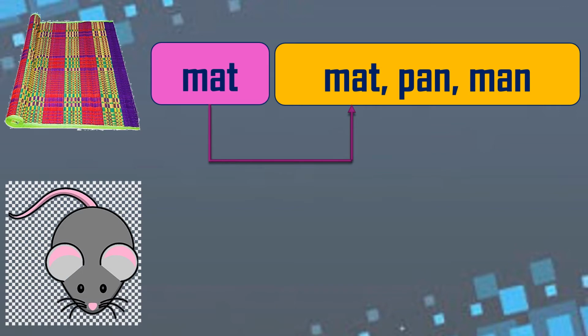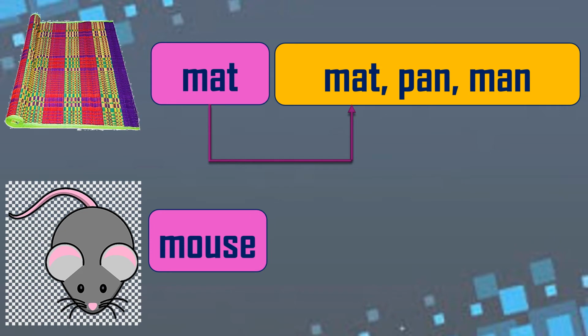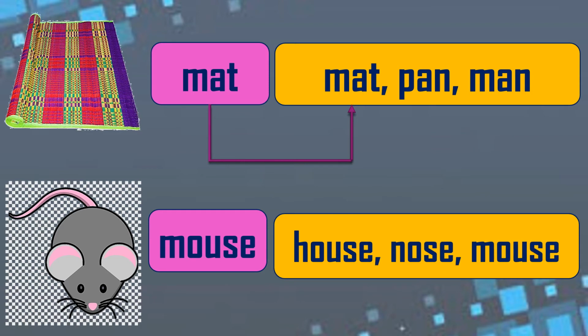Next picture. Oh, it's a mouse. Mouse. Look at the picture. Again yellow box with 3 words. There are 3 different words, but we have to find out the word which is given in the pink box. Draw the line. Join it. Okay.